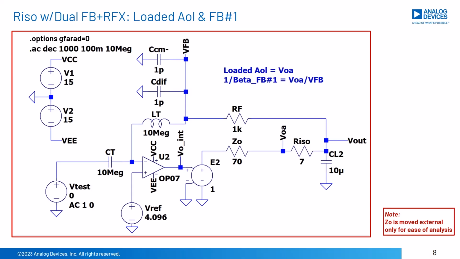First, we need to plot the loaded AOL and 1 over beta for FB number 1. We will break the loop at the op-amp's inverting input and move the CCM and CDIF externally for accurate loop gain simulations. Our R ISO and CL will create a loaded AOL curve, as well as affect the FB number 1's 1 over beta curve.